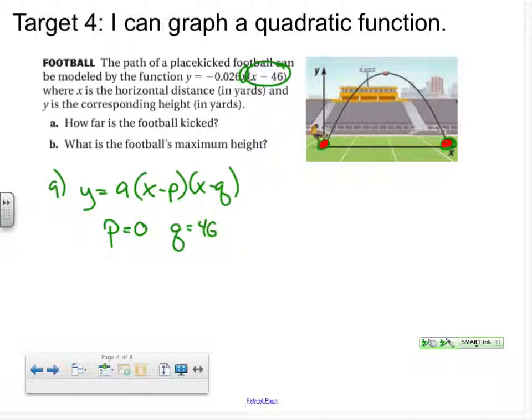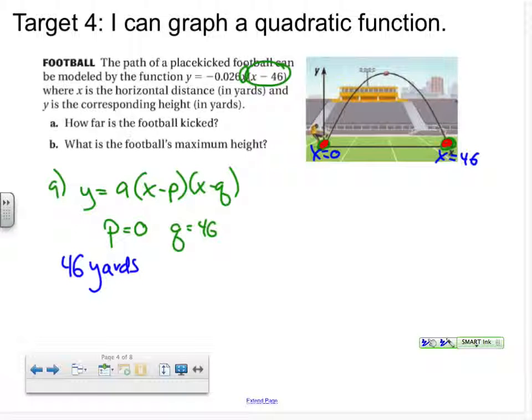All right. Well, how far did the ball fly? How far was the football kicked? If we take a look, it started at x equals 0. It ended at x equals 46. How far was the ball kicked? The ball was kicked 46 yards.